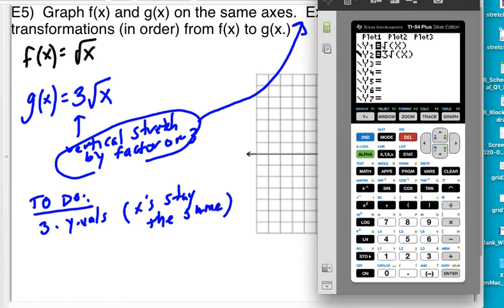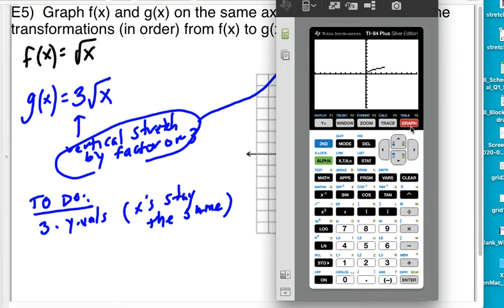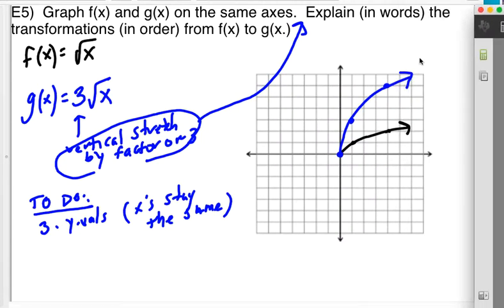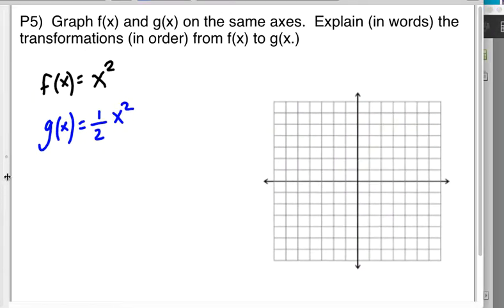And sure enough, if I put this in on my calculator and graph it, you're going to see that it is physically taller than the original. So that's how a vertical stretch works. So I'm going to let you try a P5, same basic idea, also vertical. And again, you can pause me if you don't want me to do it, but I'm going to go ahead and start doing the problem.